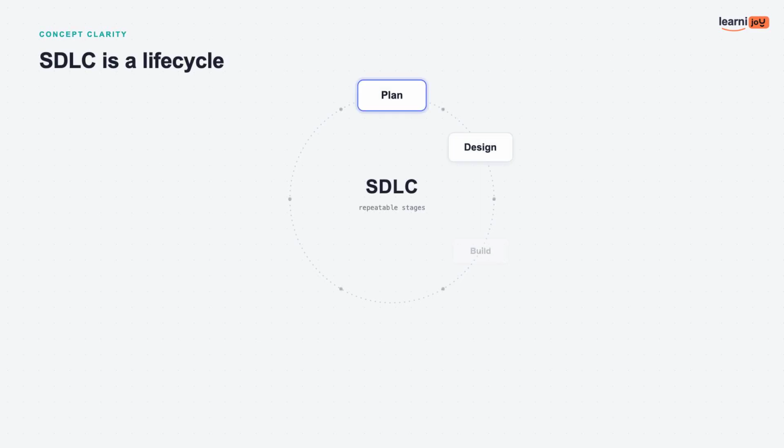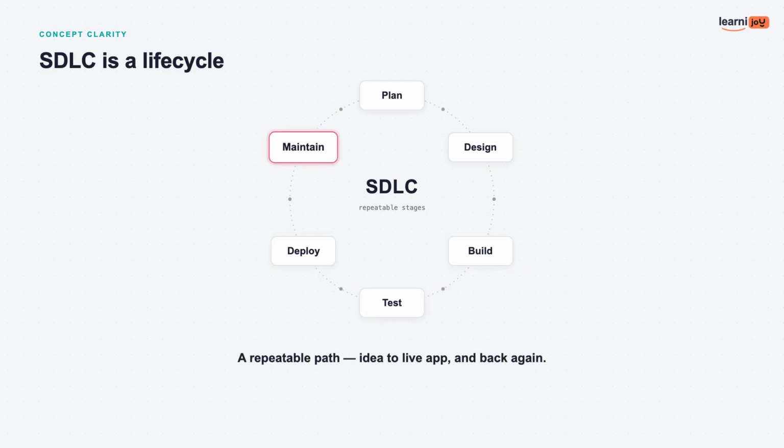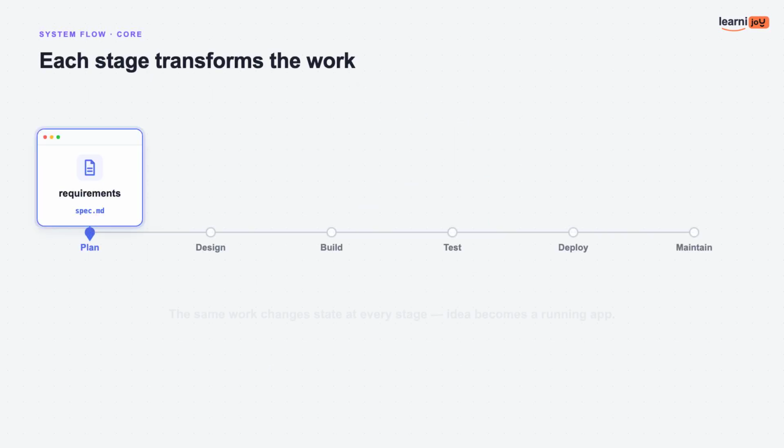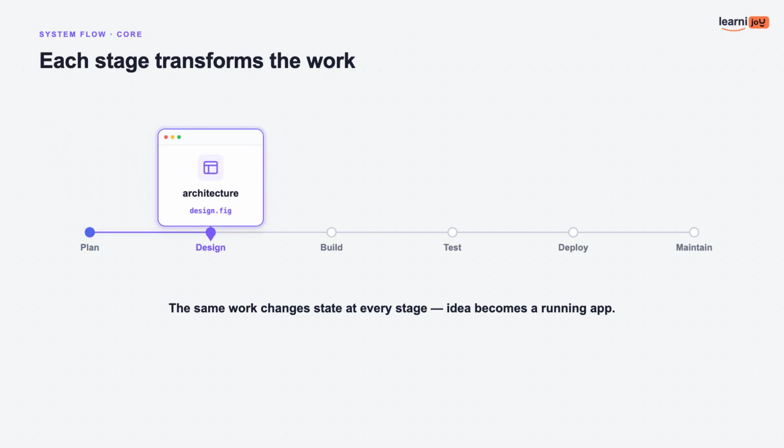Concept clarity. The SDLC is a repeatable life cycle of stages: plan, design, build, test, deploy, maintain, and loop back. Core system flow. Each stage transforms the same work. Requirements become a design, then code, then a tested build, then a live release.